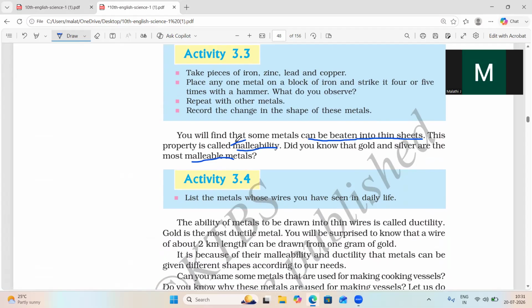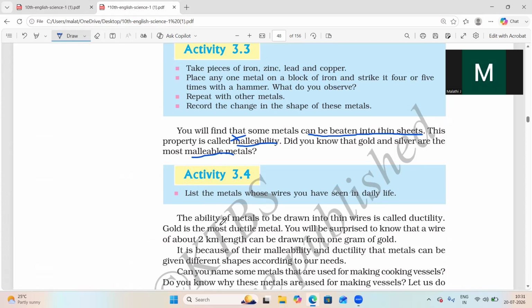Here is one important question they may ask in your examination. Then, ductility: the ability of metals to be drawn into thin wires is called ductility. So three questions you may get from these physical properties of metals: what is lustrous, what is malleability, what is ductility. Lustrous means a shiny surface. Malleability means metals can be beaten into thin sheets. And metals can be drawn into thin wires.